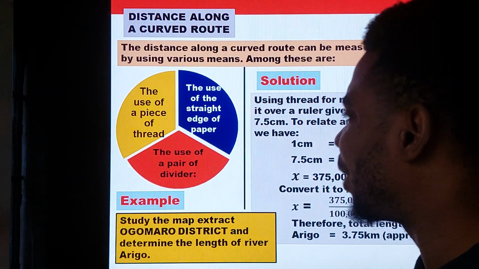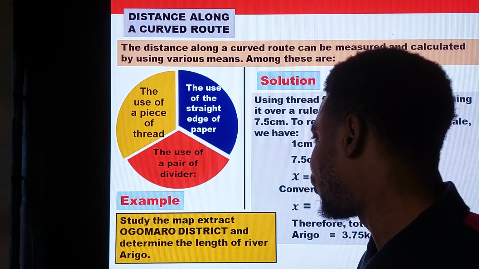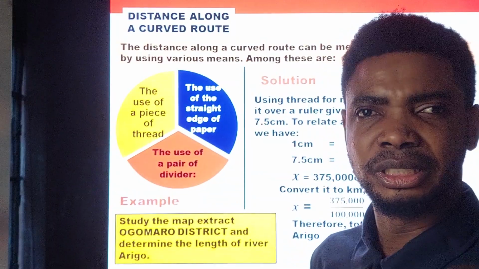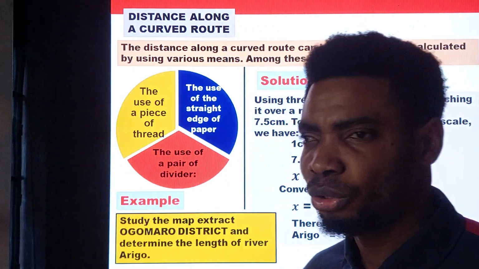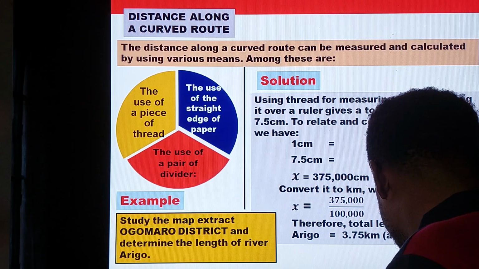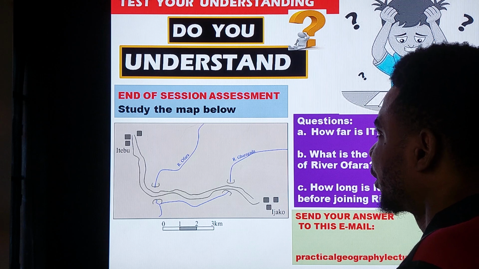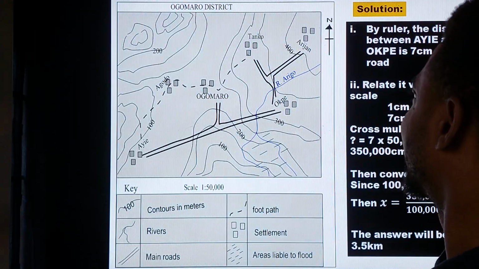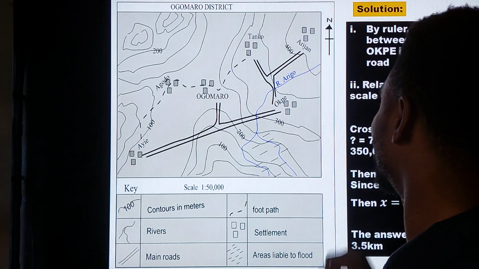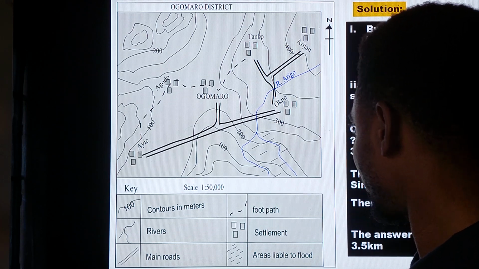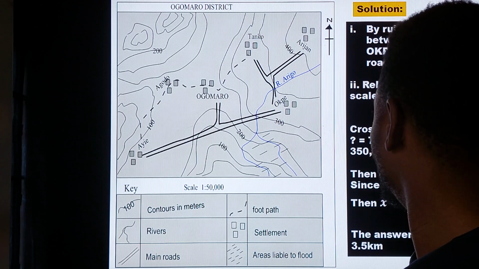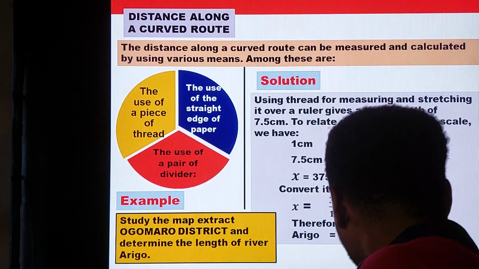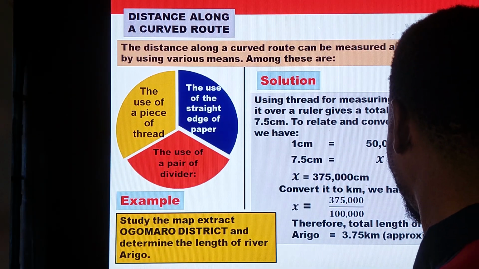So the example we have here is: study the map extract of Ogomaro district and determine the length of River Arigo. So now let's go back to the map again. Okay, yeah, this is River Arigo, for instance. You have River Arigo here. So you are to find the length of this river. Let's go to the solution.